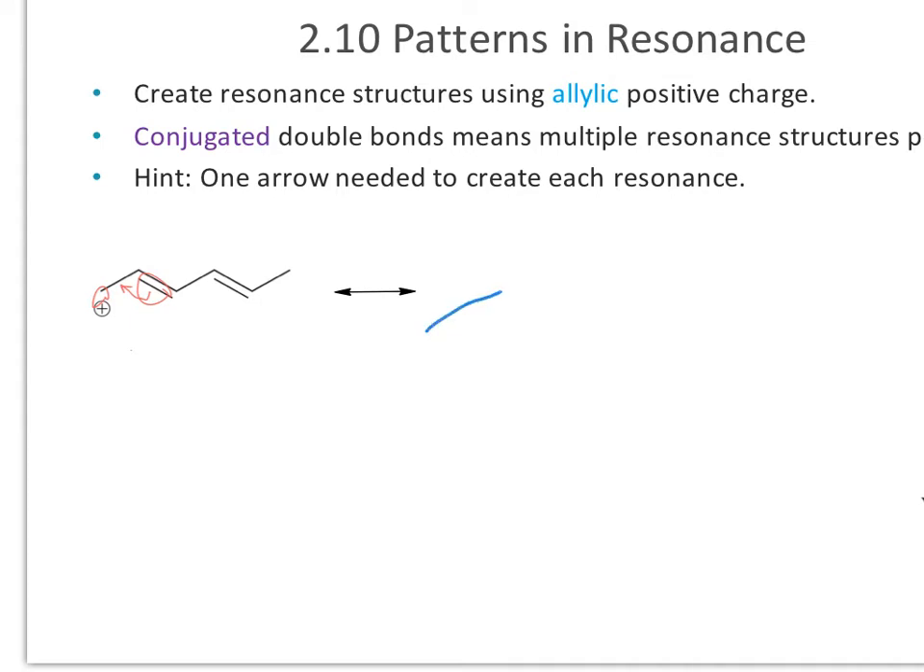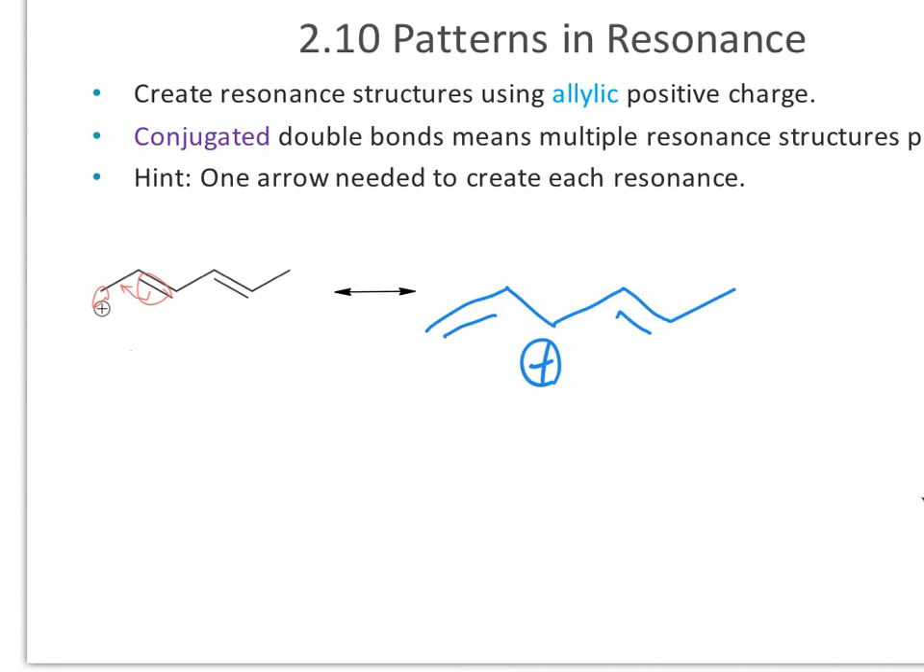So we got 2, 3, 4, 5, 6. All right, so I have my 6-carbon chain. I moved the double bond over, so now the double bond is there. I haven't touched the other double bond, so that's still there. And what do I now have to put in? A formal charge. And where is it located? It's right there on that carbon right there. Okay, so I've moved the allylic positive charge by way of moving the double bond.